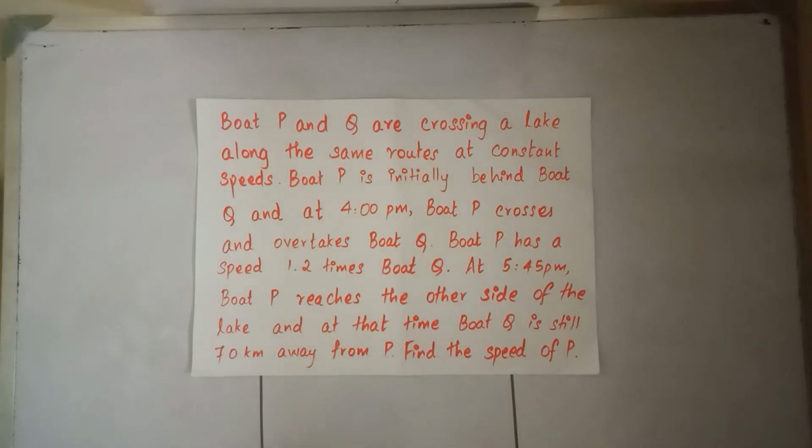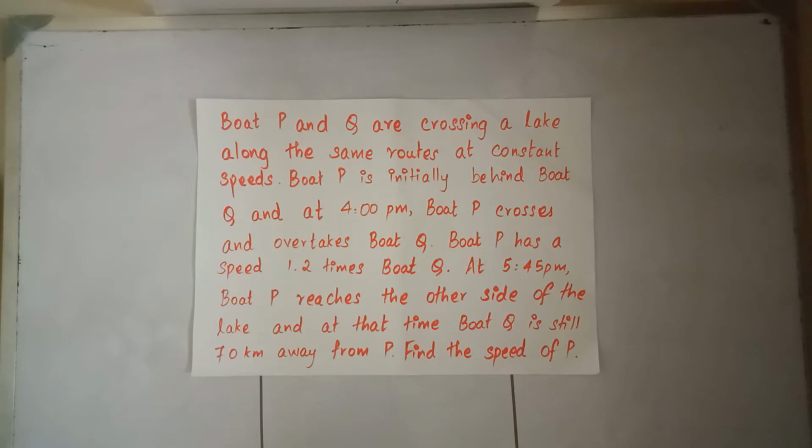In this video, we'll be looking at a problem based on distance and time. Both P and Q are crossing a lake along the same routes at constant speeds. P is initially behind Q, and at 4 p.m., P crosses and overtakes Q. P has a speed 1.2 times that of Q.